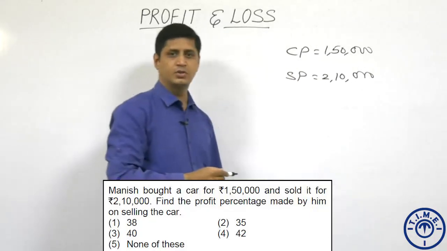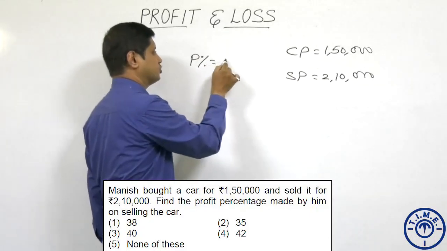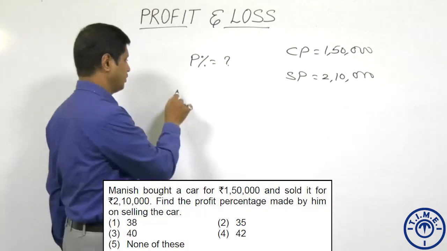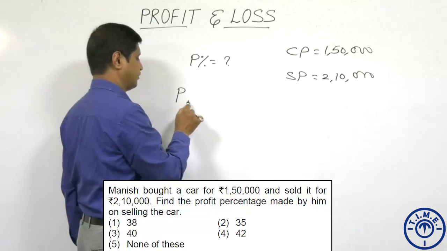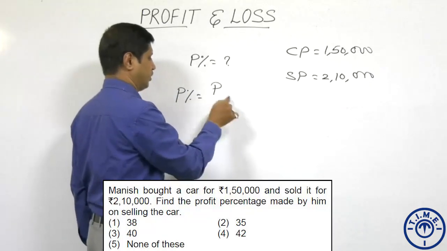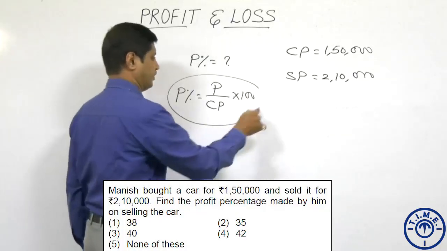Now what is the question? The profit percentage to be found. Now profit percentage to be found means profit percentage. How to calculate the profit percentage? Profit percentage means profit by cost price into 100. The profit by cost price into 100 results the percentage of profit.